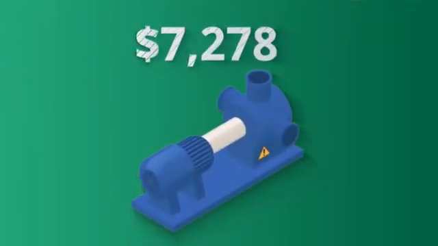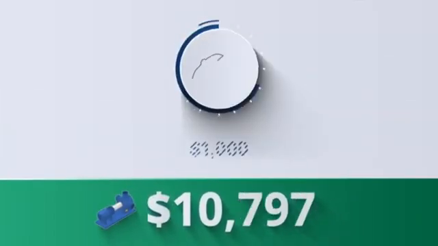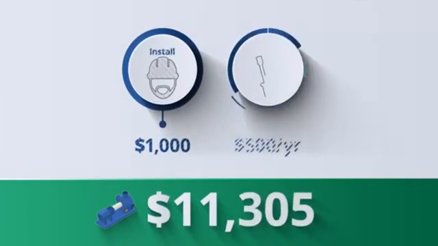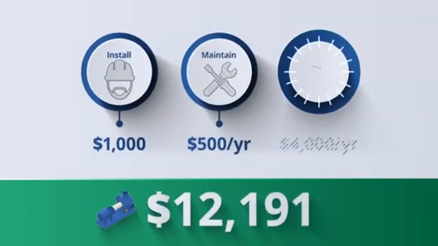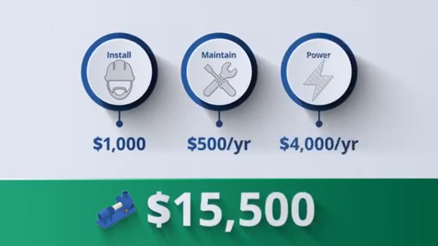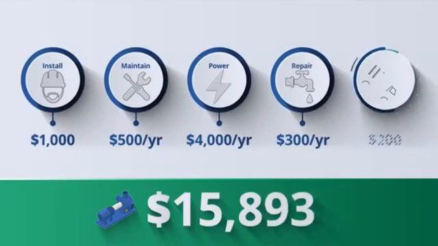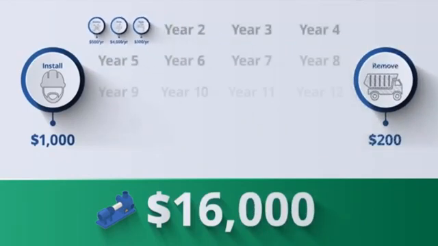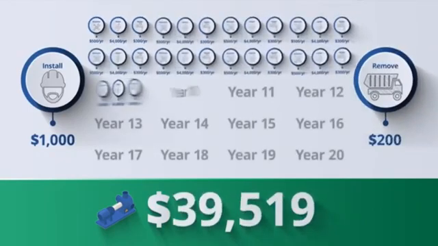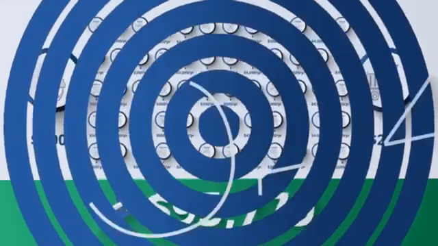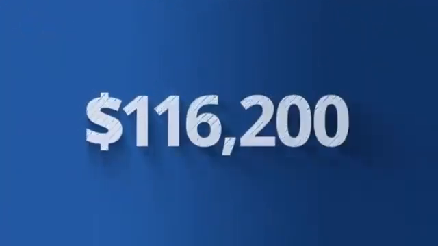A pump costs something to purchase. Then there's the cost of installing it, the average cost of maintaining it each year, the average cost of the energy needed to power it each year, the average cost of repairing it each year, and the cost of removing it at the end of its life. If the pump lasts for 20 years, those costs look something like... Whew! That seems like a lot.